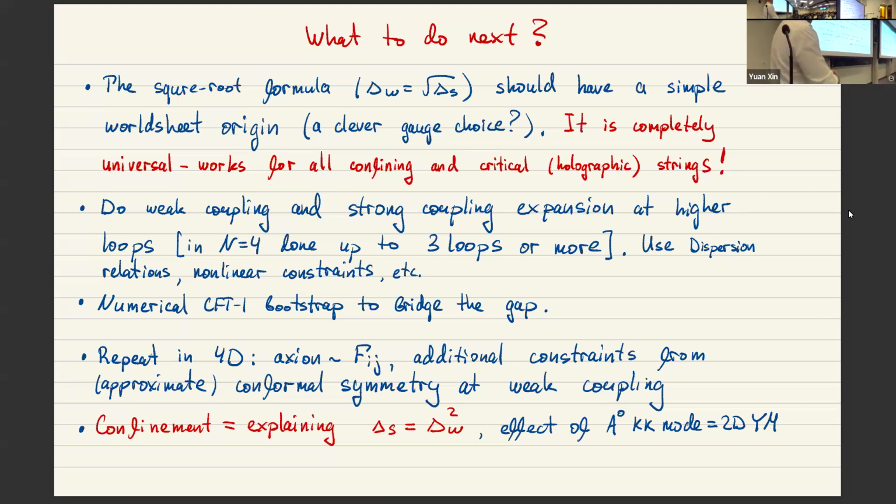And then basically, for me, confinement here is explaining the inverse of the square root relation. It's how do you get delta strong as delta weak squared. And I suspect that this is basically the effect of the A0 KK mode in this weakly coupled description, or in other words, just the physics of 2D gauge theory coupled to matter. So this may sound to you like a grand proposal, with the difference that it is actually doable. Definitely the first 4 steps, and not even in 5 years, but in principle, hopefully much faster.